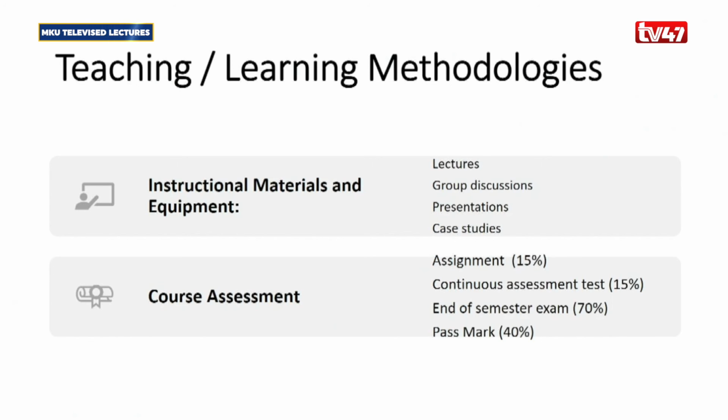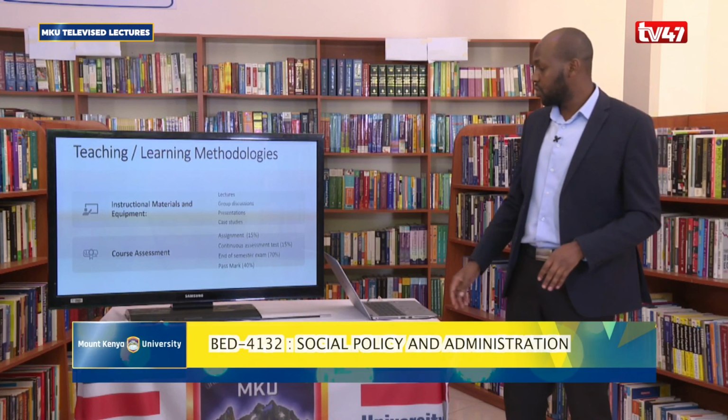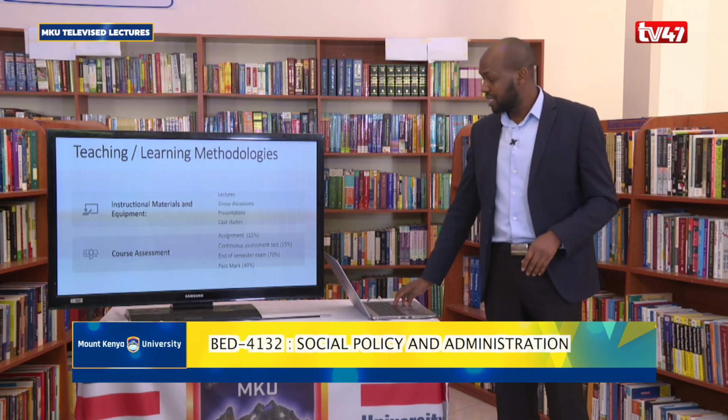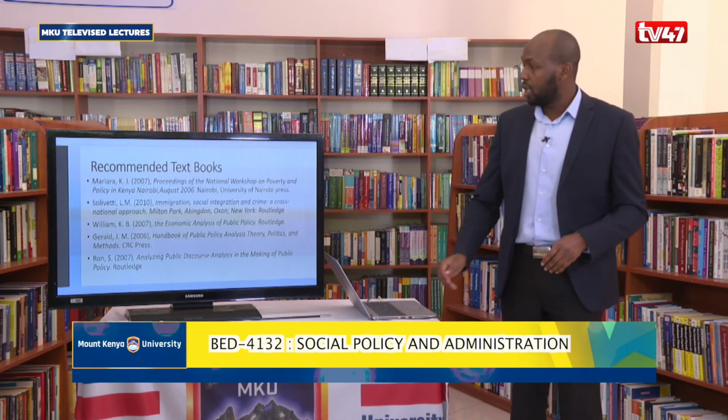Then we will also be looking at the assessment for this unit. The assessment would include the assignment. You'll be given an assignment to carry out, and you will also have a continuous assessment test. For both the assignment and the continuous assessment test, you will earn 30% of the marks, and then you would also have a final exam, the end of semester exam, which should give you 70%. The pass mark for this unit is 40%, but you should always aim to score higher.